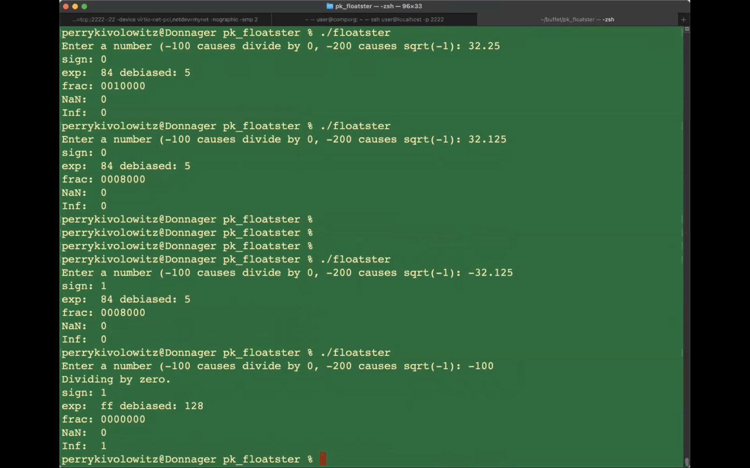So take a look at INF. Something divided by 0 is infinite. So there's an actual bit that says this is infinite. And it's defined as having an exponent of FF and a fraction of zeros. That means the number that you tried to compute turned out to be infinite.